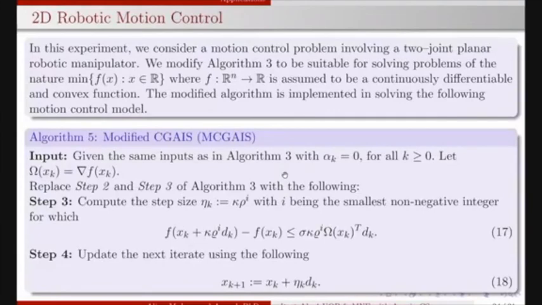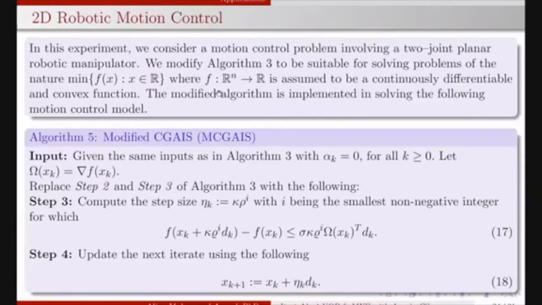So the next one is the application. As I've said earlier, we modify algorithm 3 so that it is suitable to solve this type of problem, that is the unconstrained minimization problem, minimization of f of x such that x is in R. Sorry, x here is in R and not R plus. This is a typo.